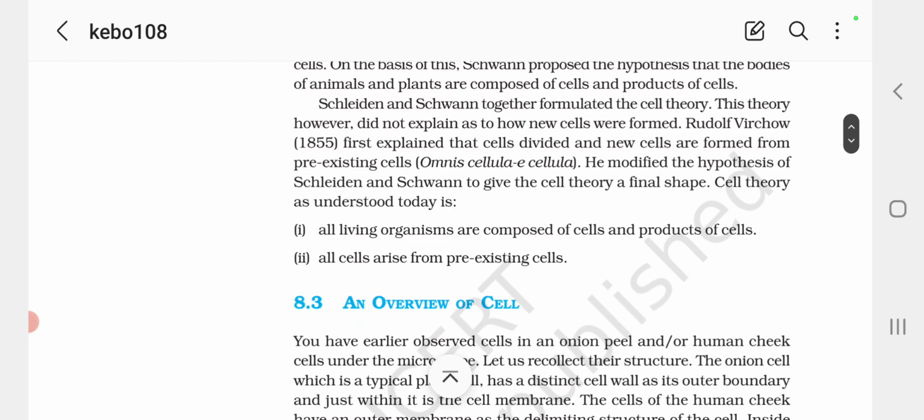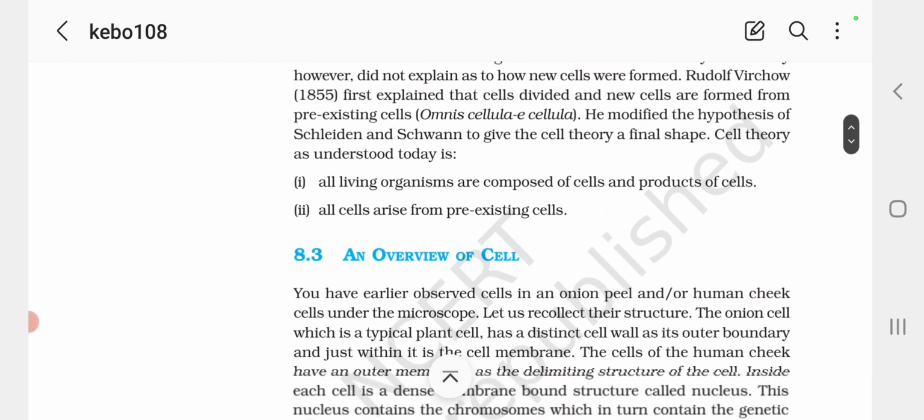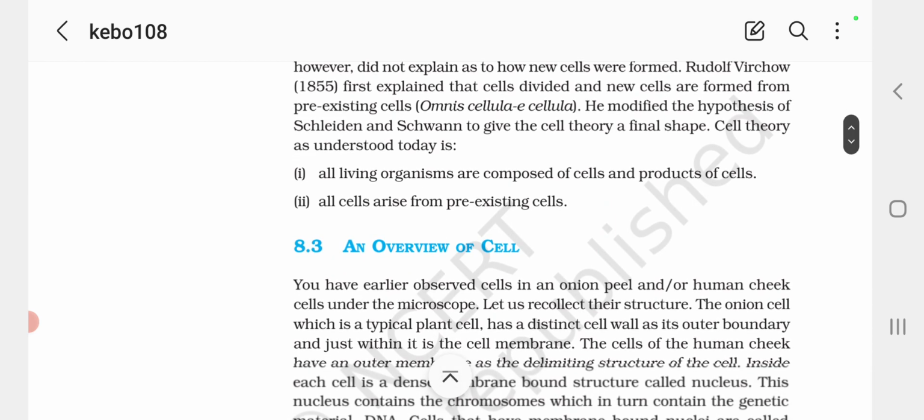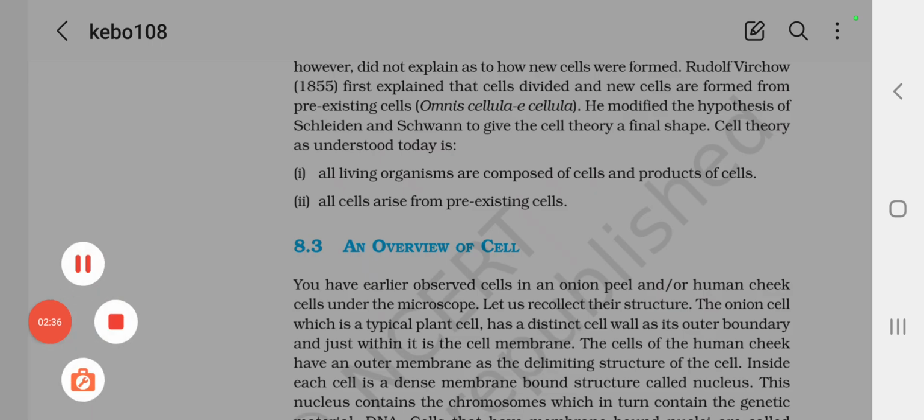Schleiden and Schwann together formulated the cell theory. This theory, however, did not explain how new cells were formed. Rudolf Virchow in 1855 first explained that cells divide and new cells are formed from pre-existing cells. Omnis cellula e cellula. He modified the hypothesis of Schleiden and Schwann to give the cell theory a final shape. Cell theory, as understood today, is: first, all living organisms are composed of cells and products of cells. Second, all cells arise from pre-existing cells.